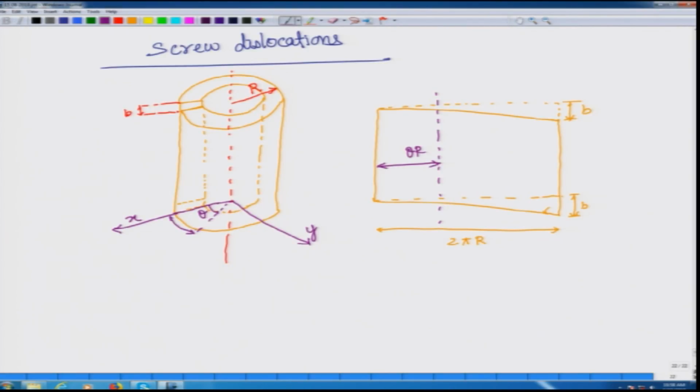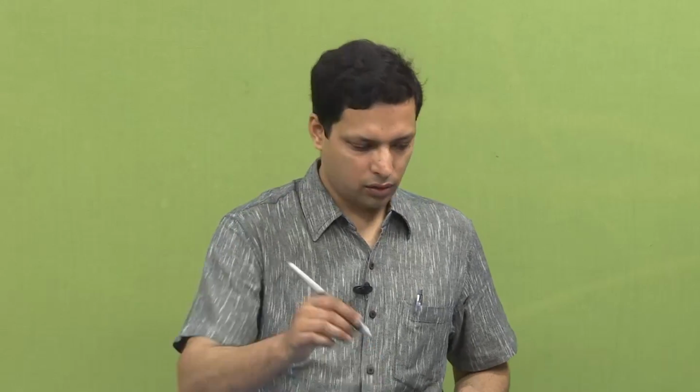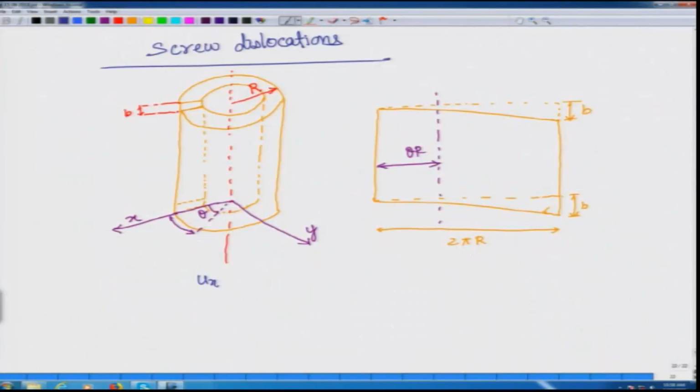Now, let us try to define what will be the u x, u y and u z over here, then we will be in a position to describe the strains. So, what is u x over here? What is u y over here? x is in this direction, y is in this direction. Has any displacement taken place along the x direction? No. So, u x is equal to 0. Has any displacement taken place along the y direction? No. So, u y is equal to 0. But has any displacement taken place along z? And the answer is an emphatic yes. And what is that displacement equal to? This is equal to theta r.